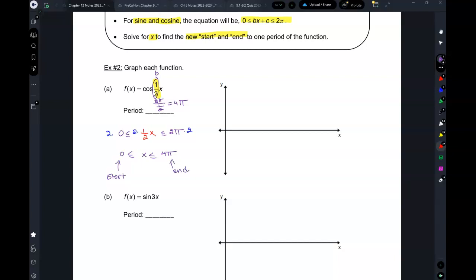Okay, so here we go. 0, 1, 2, 3, 4, and I put 4 pi. You have to have 5 of these points. Okay, split it in the middle. What's the halfway point? 2 pi, and then here, pi, 3 pi. Okay, listen.